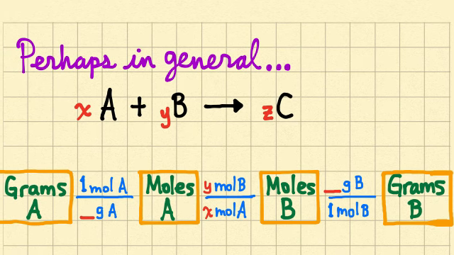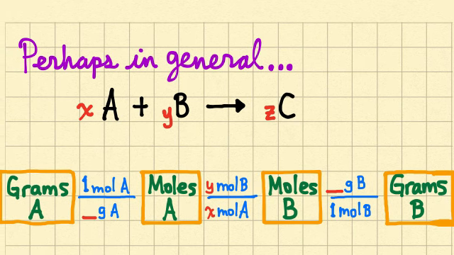So for example, it could be that A plus B goes to C, and maybe a certain number of A, a certain number of B, a certain number of C, X, Y, and Z. I don't know if this will help, so I'll just go through this quickly and see. If I have grams of A and I want to know grams of B, I do 1, 2, 3 conversions.